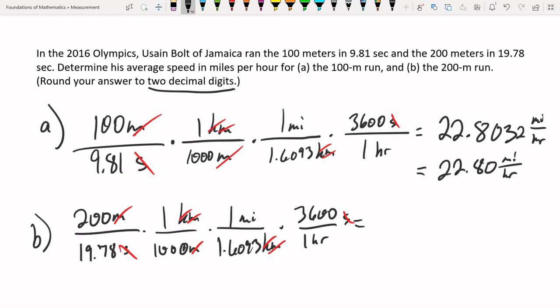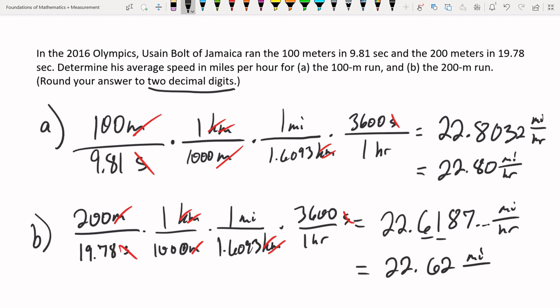Doing this with 19.78 gives us 22.6187 miles per hour. 2 places, so 22.62 miles per hour. That's how fast he ran, both of them in miles per hour.